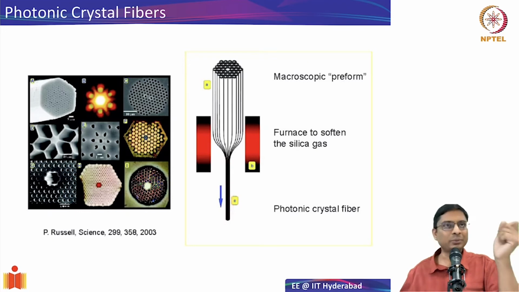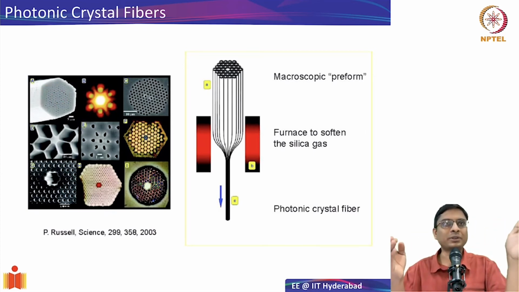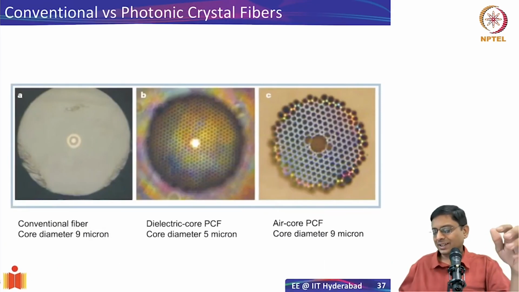So what Philip Russell's group did was take a stack of various preforms like this, let's say in a hexagonal arrangement, and then heat that stack. When they pull it, what they end up getting is something like this. You have this glass and holes in between. So the fiber itself has these various holes in whatever form we want. Not just holes, depending on how you stack the initial glass rods, you can have various different structures, consisting of a dielectric core in air and so on. So you can fabricate these photonic crystal fibers. And just another view of it.